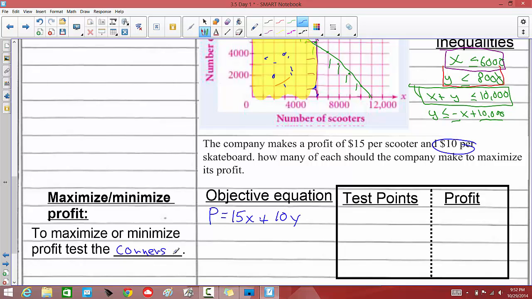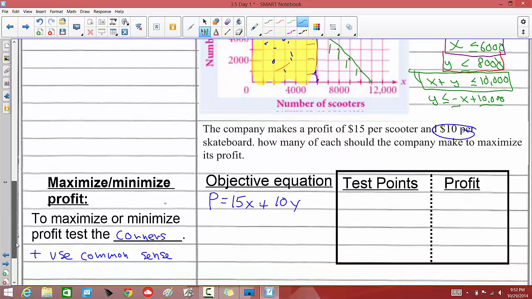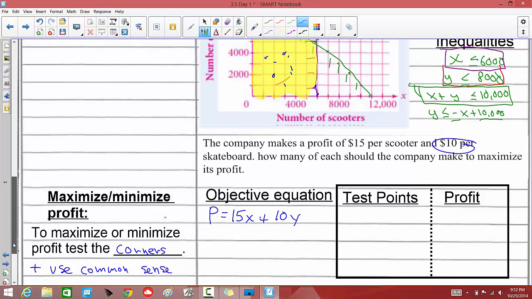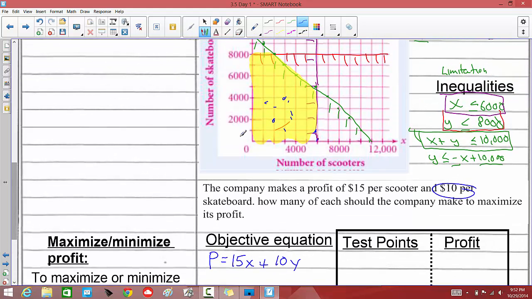Okay, that's the goal. You need to test the corners, and I'm going to put this in here, and use common sense. Okay? Let's use common sense, and I'll talk about that while we're doing this. So let's choose some corners here that we're going to test out.